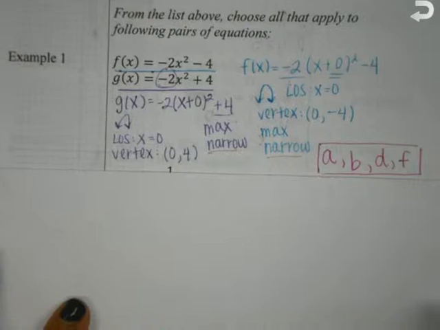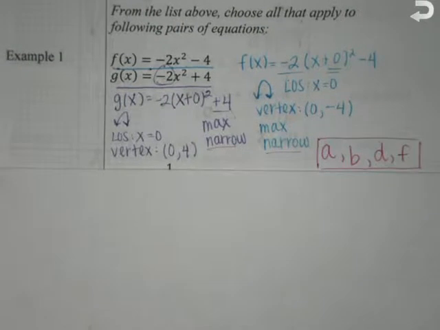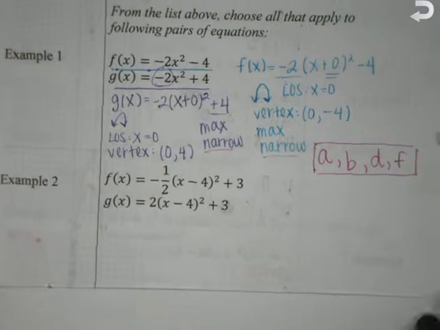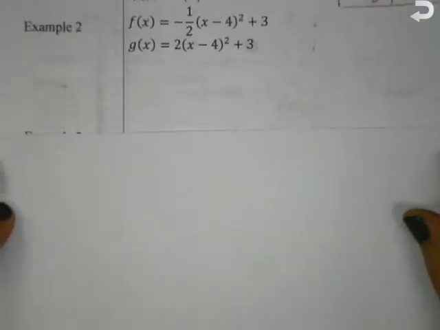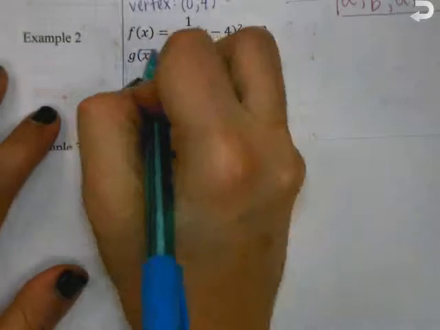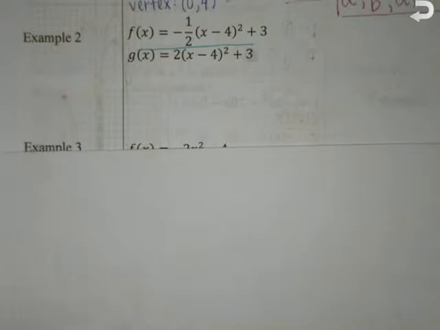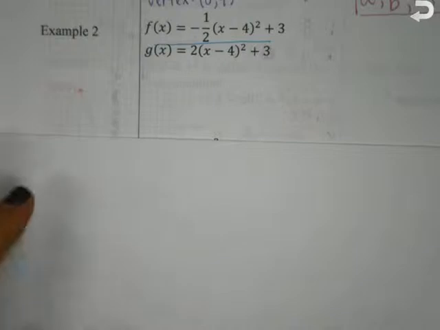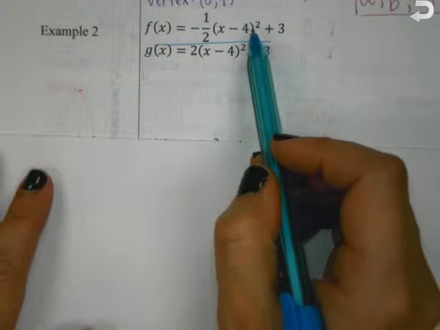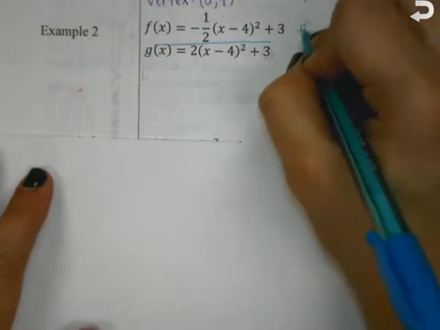That's all we have to do. Does that make sense? So basically, you're going to be finding this information for every single one, and then just picking what applies. Okay? So let's look at example 2. Example 2. F of x is -1/2 x minus 4 squared plus 3. Okay, so because I didn't have to add anything else for this one, I'm not going to rewrite it. I'm just going to write f of x, because I would really like to write these side by side.